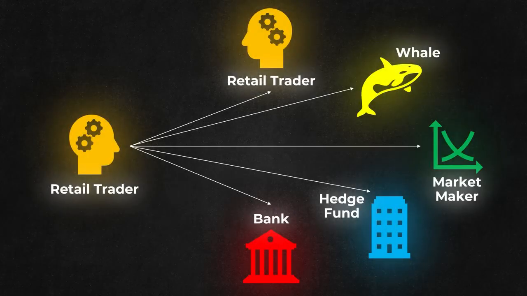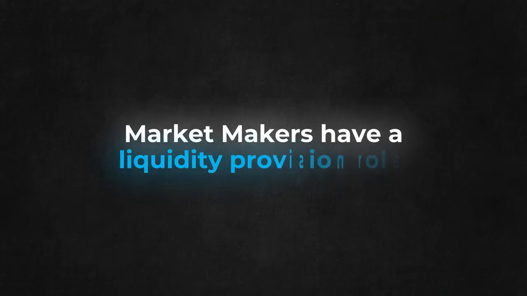When you place a trade, you might be interacting with another retail trader, a whale, a market maker, a hedge fund, and even a large bank. However, the market makers are the participants who have a liquidity provision role. In technical analysis, a market maker is analogous to an entity that can manipulate price in the same way a large speculator would, which is only partly true. Market makers can nudge and absorb price movements, but in a different way compared to a large speculator.